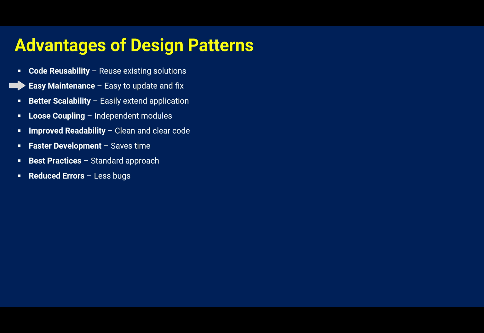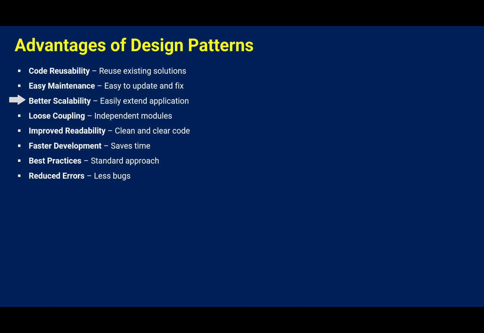The next thing is easy maintenance. When we follow design patterns, our code will be well structured and properly organized, which makes it easier to understand. Because of this, whenever we need to modify the code or fix any issue, we can do it easily without affecting other parts of the application, which reduces the maintenance effort in the long run. So this is the main advantage of design patterns. I mean, we can easily maintain well-structured code.